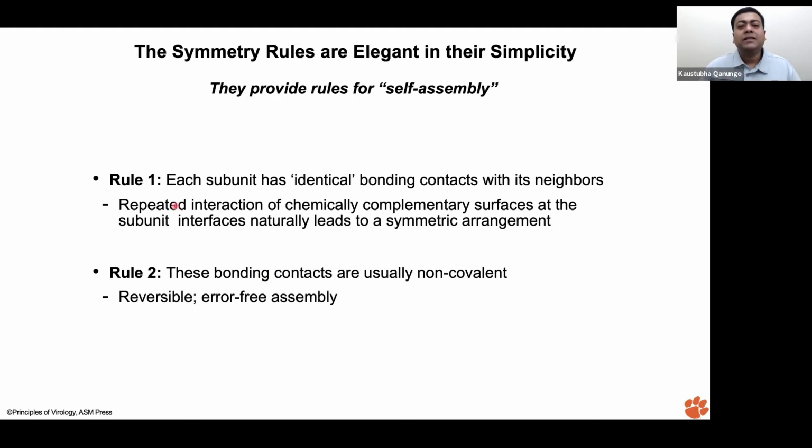But we will see so many anomalies in there, and we are going to talk about that. Although we saw that each subunit has an identical bonding contact with its neighbors, and this elucidated a lot of viral structure, that is not true for many viruses. They may not be identical bondings.